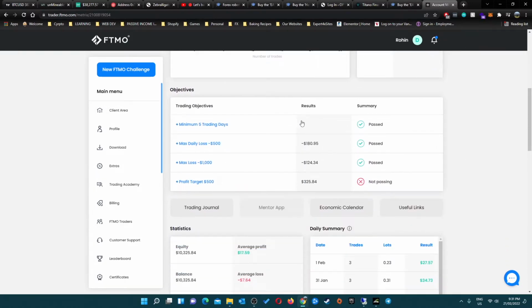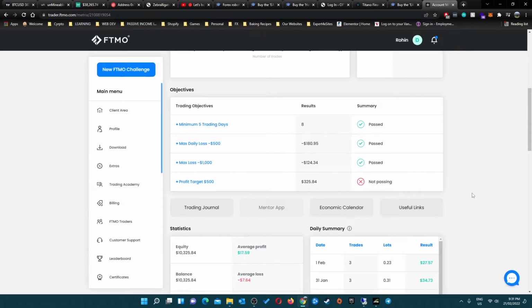Now I let it trade for 8 trading days. We can see here, it traded for 8 days. Its max daily loss was $180 in the negative. Its max loss was $124 out of $1,000, so it passed all those beautifully. However, it just wasn't aggressive enough. Now, that's not a bad thing.